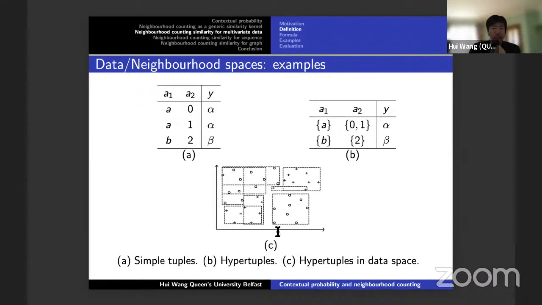Now here is an example. If you look at figure C, we have a two-dimensional data space, and we have a number of sample data points, and we have a number of rectangles. Each rectangle is a hypertuple, and each point is a simple tuple. A and B are different ways of representing simple tuples and hypertuples. So B is a set of hypertuples.